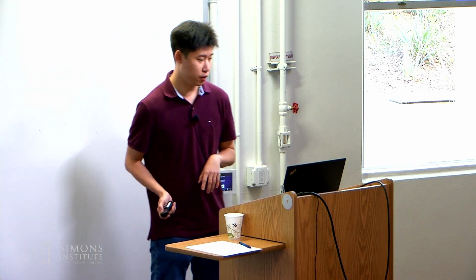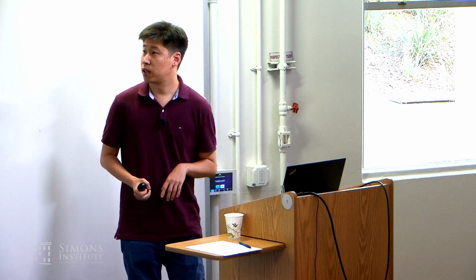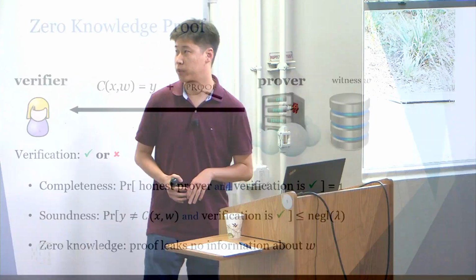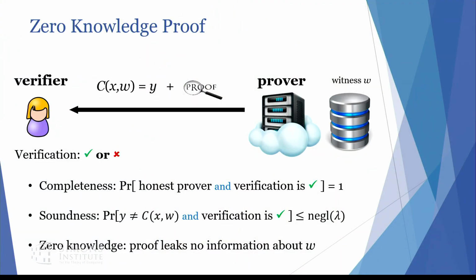Okay. So the concept of zero-knowledge proof has already been mentioned in many of the previous talks. So very quickly, it allows a prover to convince the verifier of a computation, for example, modeled as a circuit on a public input X and a secret witness W, and the output is Y together with the proof. Okay, and then we have completeness, soundness, and zero knowledge defined in this way. Everybody's clear with the definition?